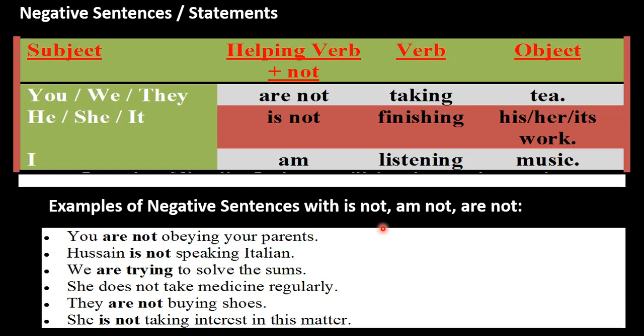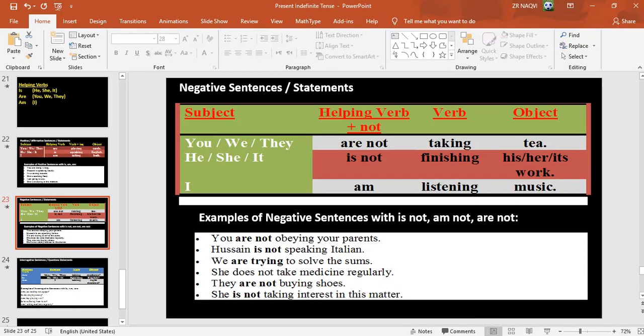Look at some examples of negative sentences with is not, am not, are not. You are obeying your parents. Hussein is not speaking Italian. We are trying to solve the sums. By mistake of typing, I have not added not here. There will be not here. We are not trying to solve the sums.